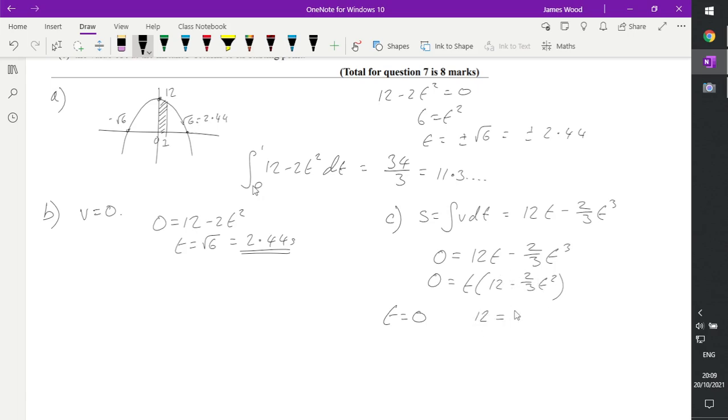So I'd have 12 equals 2/3 t squared, because I start with 12 minus 2/3 t squared. Maybe let's write that: 12 minus 2/3 t squared equals 0. Solve that to here. So 12 times 3 divided by 2, and square root it. So that gives me 3 root 2 if they want an exact answer, or if they want it as a decimal, 4.24 seconds is how long it takes to go back to its starting position.